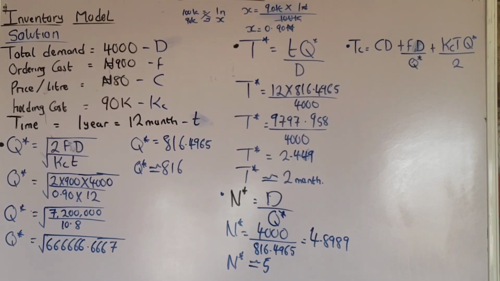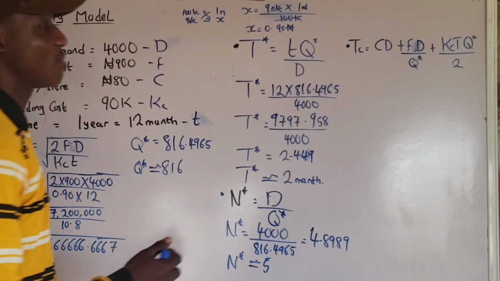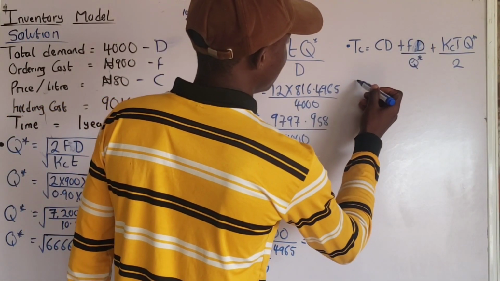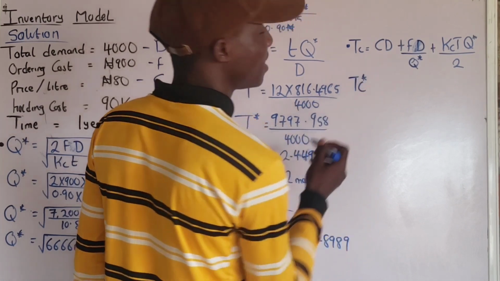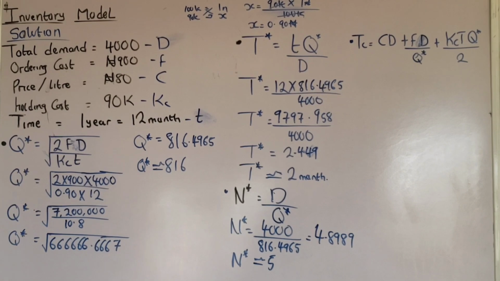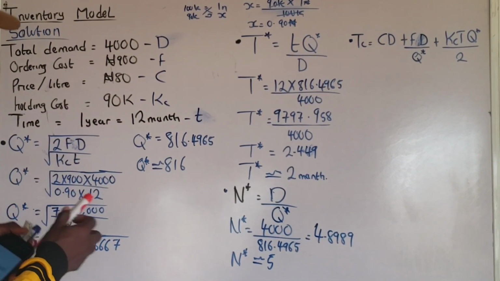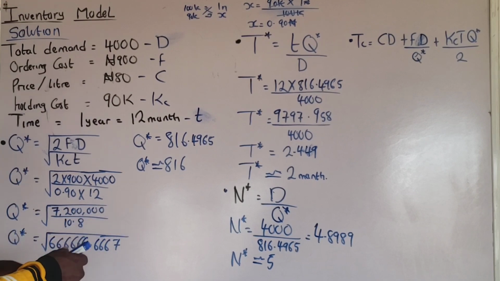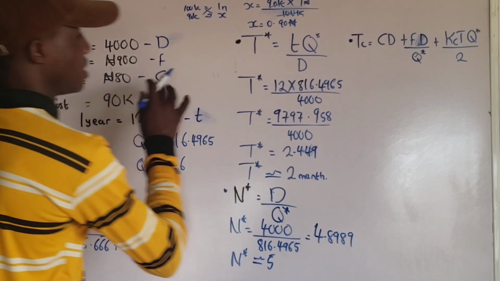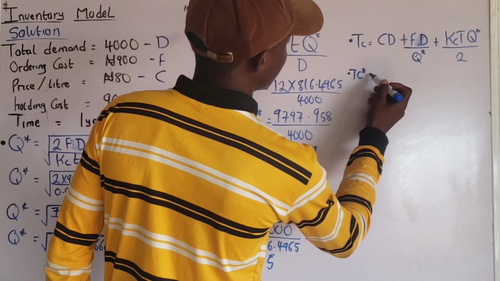Just pay attention. Don't forget that C is the price, the purchase price per liter, and that is 18 naira. So here I'm going to have TC, the optimum. Just put an asterisk so as to signify the optimum. So using this formula, you'll be able to get the optimum total inventory cost for the year. Don't forget that C is 18 naira.